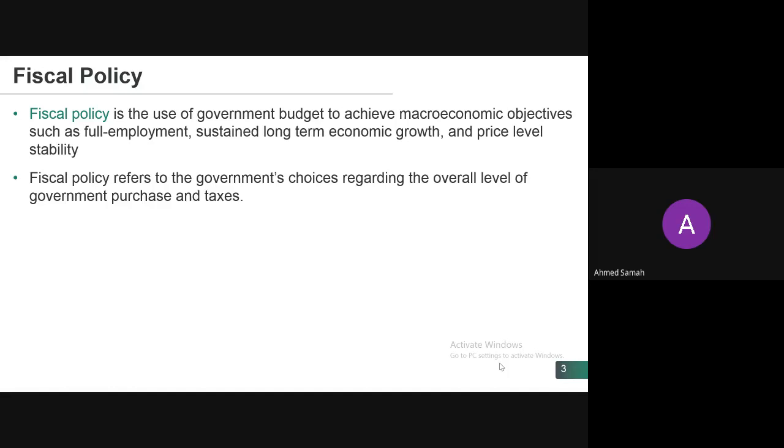So fiscal policy refers to the government's choices regarding the overall level of government purchases and taxes.